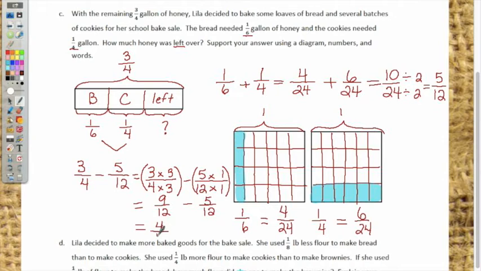So 9 minus 5, 4/12. Can that be simplified? Yep. I don't want to divide by 2 because I'll have to do it twice. What could I divide by? 4. Good. Who said that? George? I know it wasn't Abdiel. So 4 divided by 4 is 1. 12 divided by 4 is... 3.